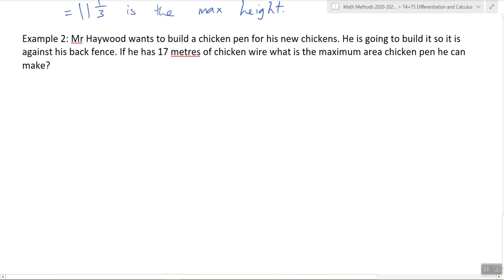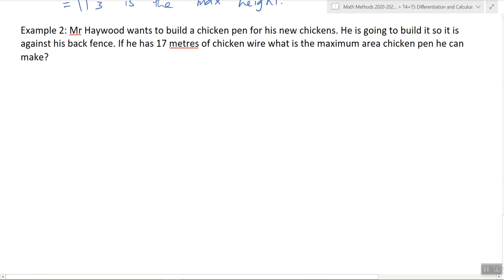I'm going to build a chicken pen for my new chickens. Exciting. Okay, so I'm going to maximize what I have, and I'm going to use the back fence to save myself buying extra chicken wire. Currently in my shed, in case you didn't know, I have 17 meters of chicken wire.